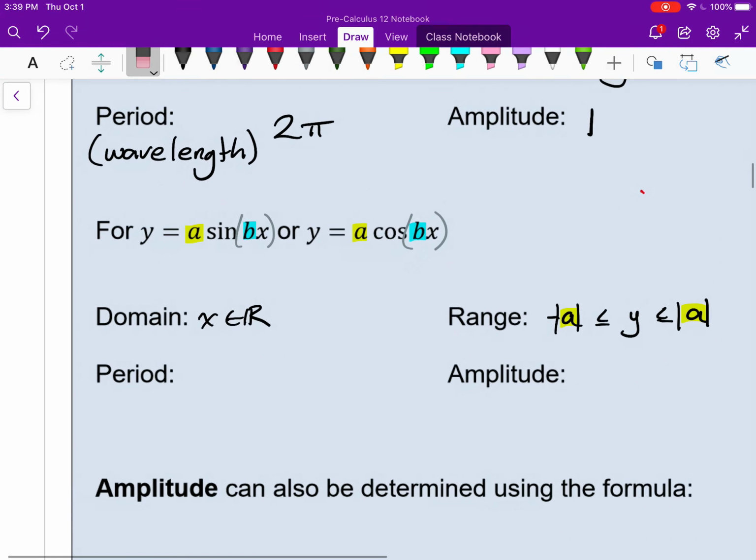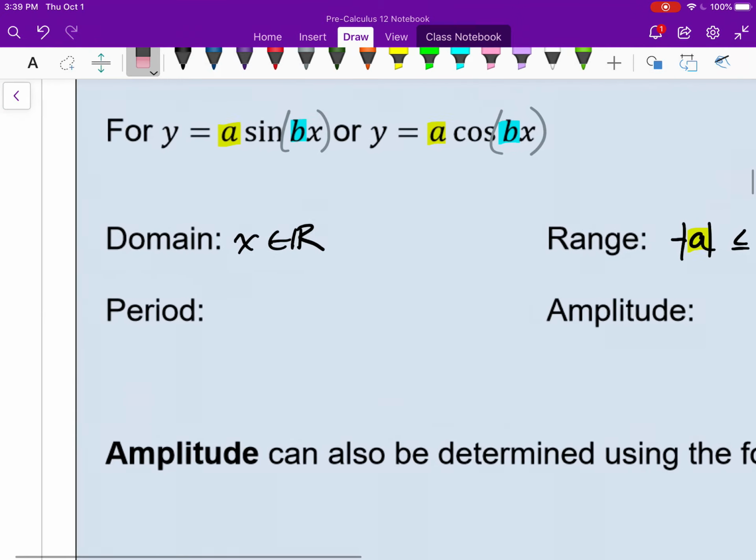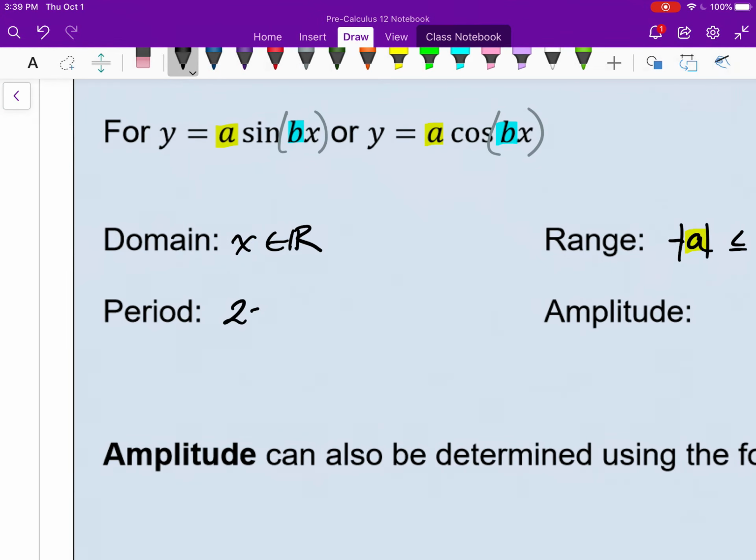What about period? How will the period change? Well, a has no effect on the period, but b does. b is a horizontal compression, or a horizontal expansion. If b is more than 1, it's a compression. If b is less than 1, it's an expansion. And so the period of both of these waves is going to be 2 pi times 1 over b, right? Because b is a horizontal stretch. The scale factor is going to be 1 over b. And so you're going to multiply the period, which is normally 2 pi, not by b, but by 1 over b, which is the same as just saying 2 pi divided by b.